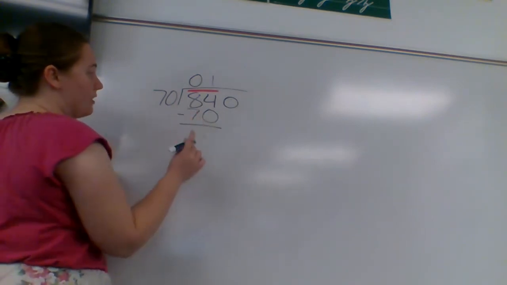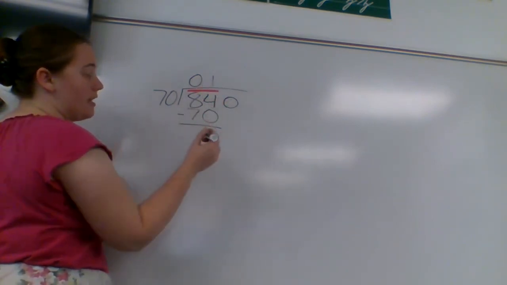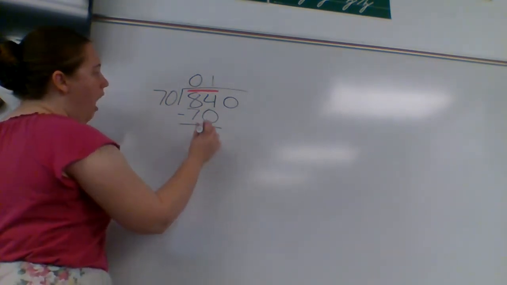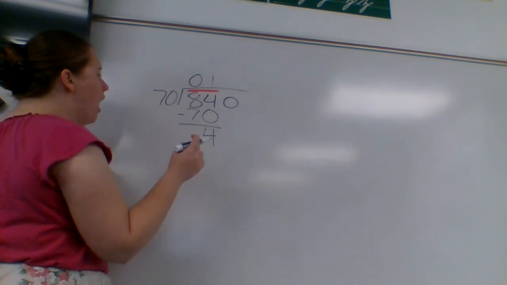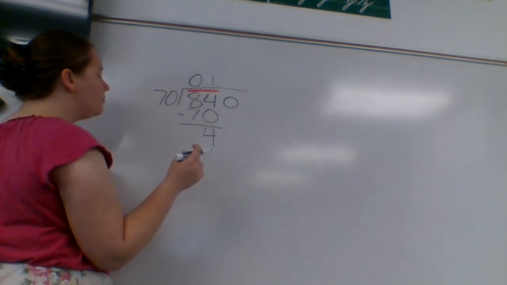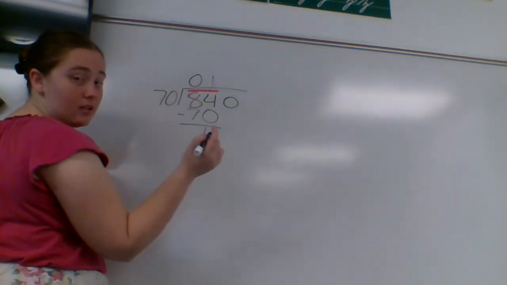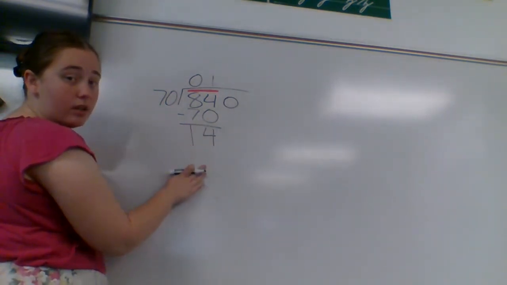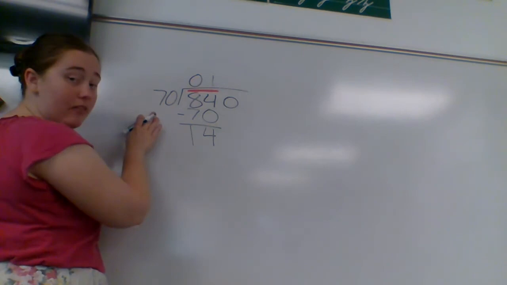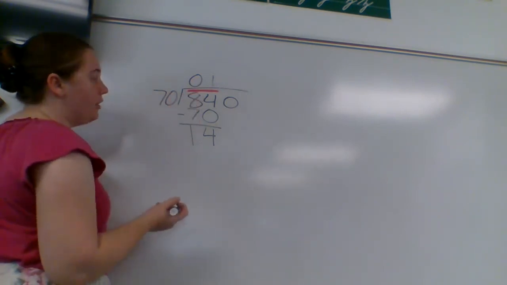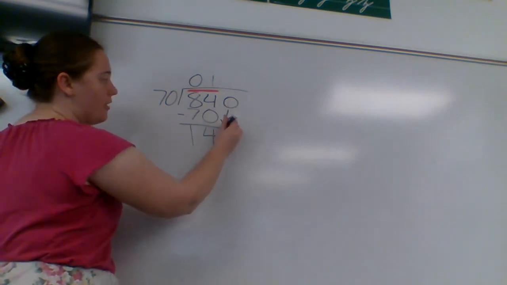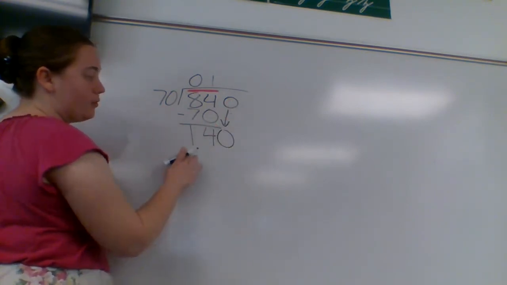And I need to subtract now. 4 minus 0 is 4. 8 minus 7 is 1. So my remainder is 14. Is 14 smaller than 70? Absolutely. So 14 is smaller than 70. It's a good comparison. Now I'm going to bring down this 0, and I'm left with 140.